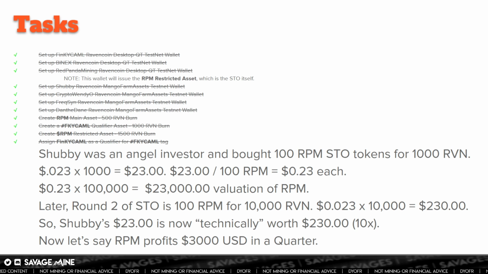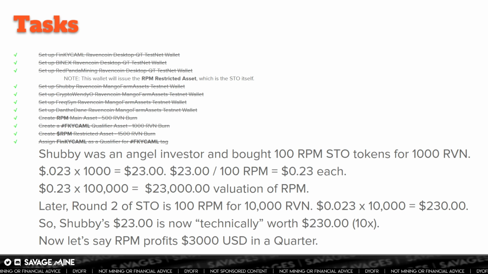And at the time today, not Friday or whenever that was, I think it was Friday, that 1,000 Raven at 0.023 cents each is basically $23. So the valuation for RPM right now is about 23 cents each based on that sale, right? Because he bought 1,000 Raven to buy 100 RPM, so the RPM tokens are actually worth more.